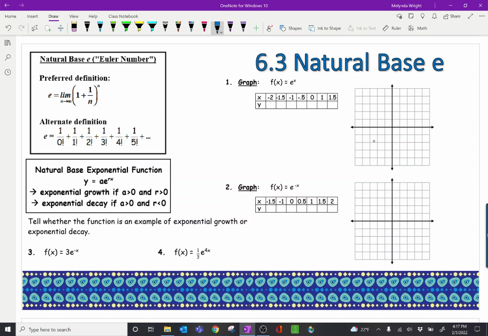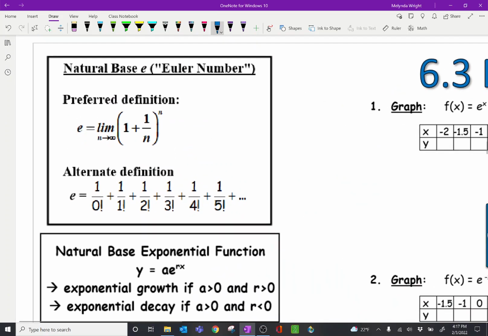Right, let's take a look at our lesson that focuses on the natural base e. So just some information. It's called the Euler number. I know it looks like Euler, but I think it's a German mathematician, so it's the Euler number. And this is the definition that we use in calculus.